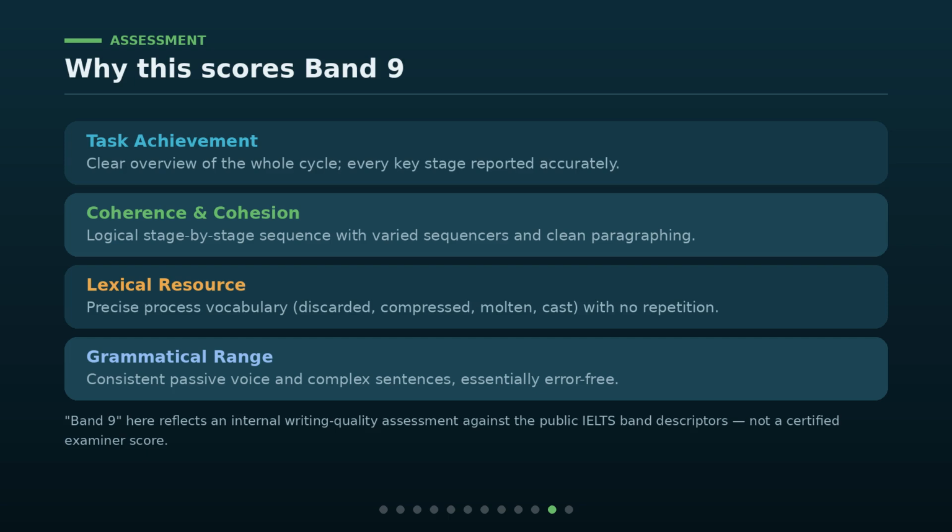So why does this answer score band 9? Task achievement. There is a clear overview of the whole cycle, and every key stage is reported accurately. Coherence and cohesion. The stages follow a logical sequence with varied linking words and clean paragraphing. Lexical resource. Precise process vocabulary such as discarded, compressed, molten, and cast with no repetition. And grammatical range, consistent passive voice and complex sentences, essentially error-free. One honest note, band 9 here reflects an internal writing quality assessment against the public IELTS band descriptors, not a certified examiner score.